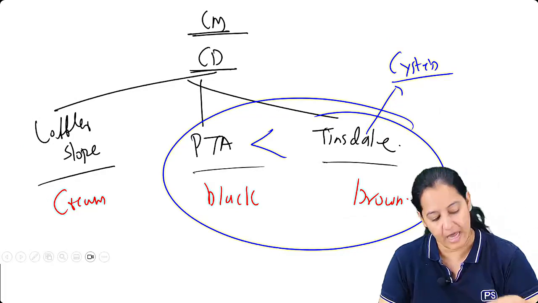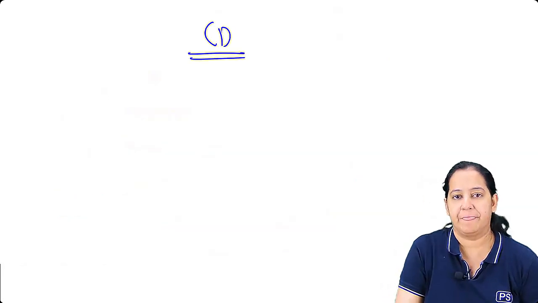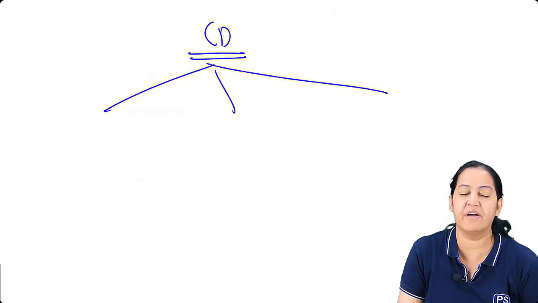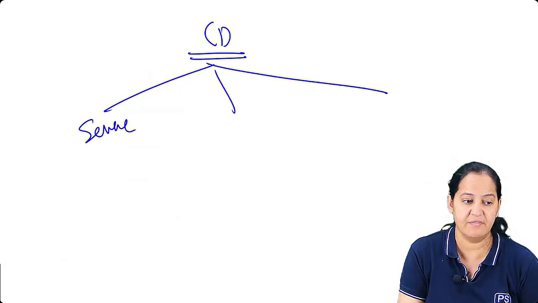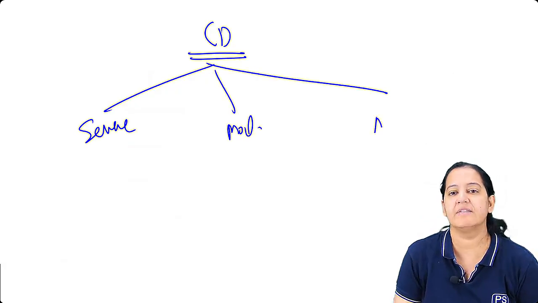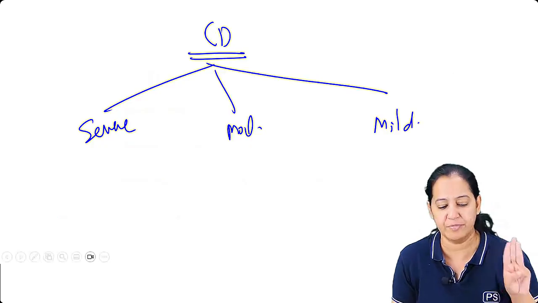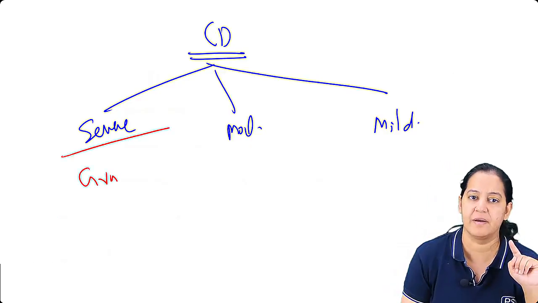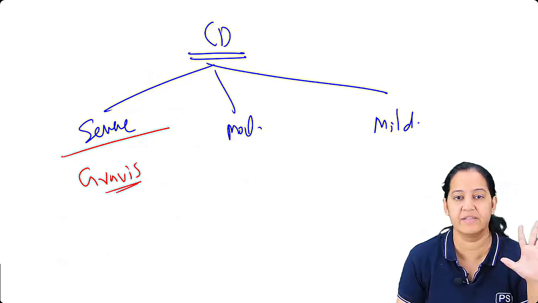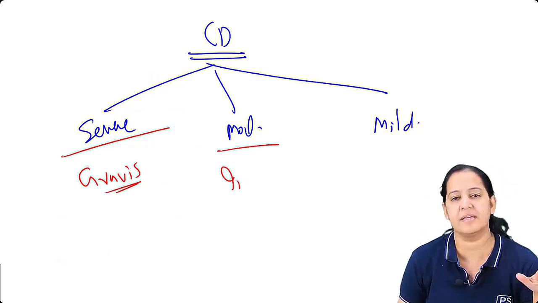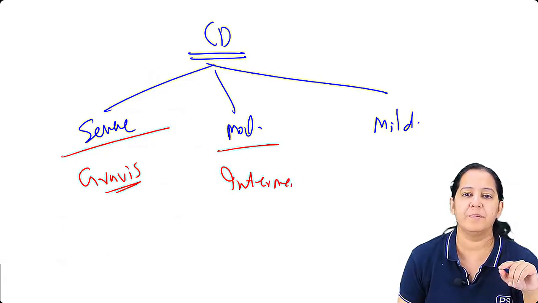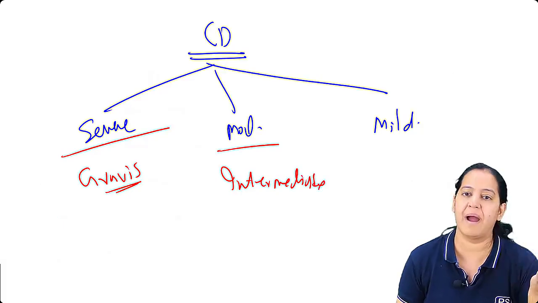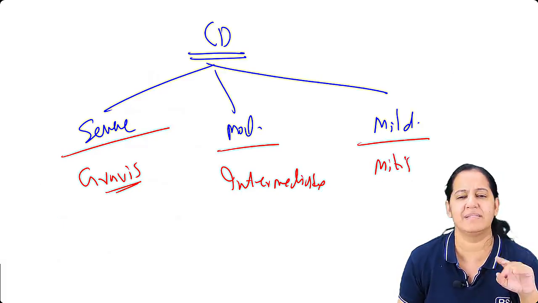ठीक है. Now, let me tell you, Corynebacterium diphtheria is of 3 types. The one which causes severe disease, the one which causes moderate, the one which causes mild disease. है ना? The one which causes severe disease is known as gravis type. Gravis मतलब grave, बहुत severe disease. The one which causes moderate disease is intermediate type. And the one which causes mild disease is mitis यानी mild, है ना?